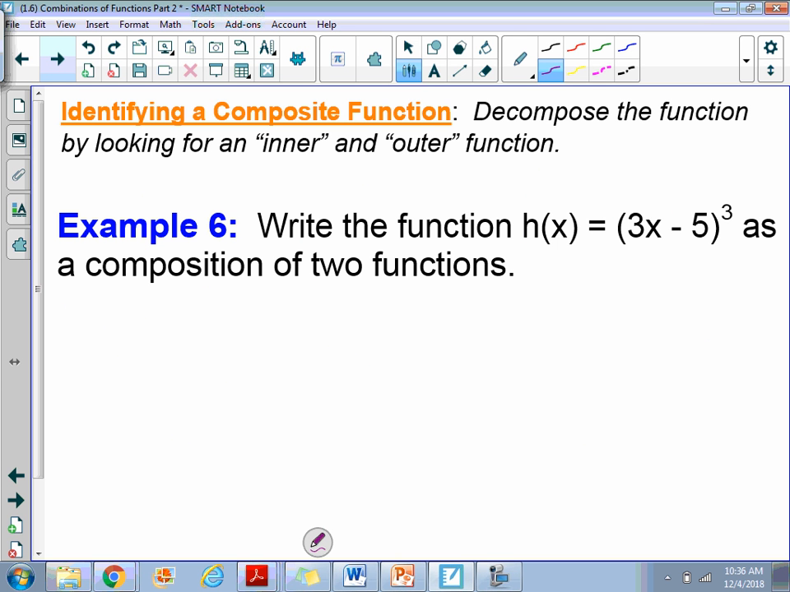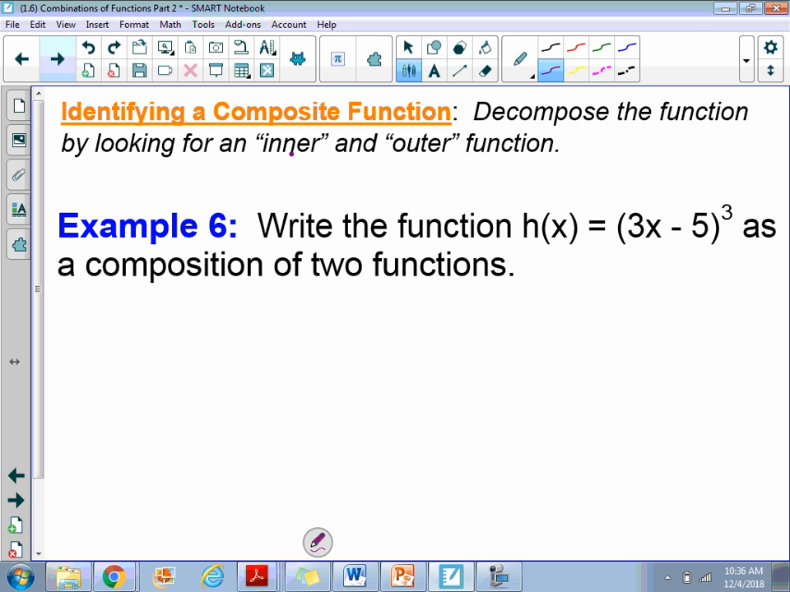All right, now let's talk about decomposing a function. So we put the functions together, now let's decompose them. I want you to write this function as a composition of two different functions. So I'm giving you the H function. I put two functions together. Tell me what F could be and what G could be.